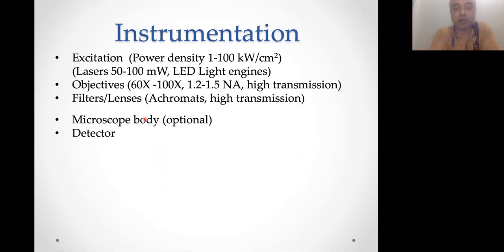Bodies are not most of the time important unless you have a lot of area that you need to sample. In that case, you might want to have an automated stage, but otherwise, microscope bodies are not what limit you from seeing those single molecules.